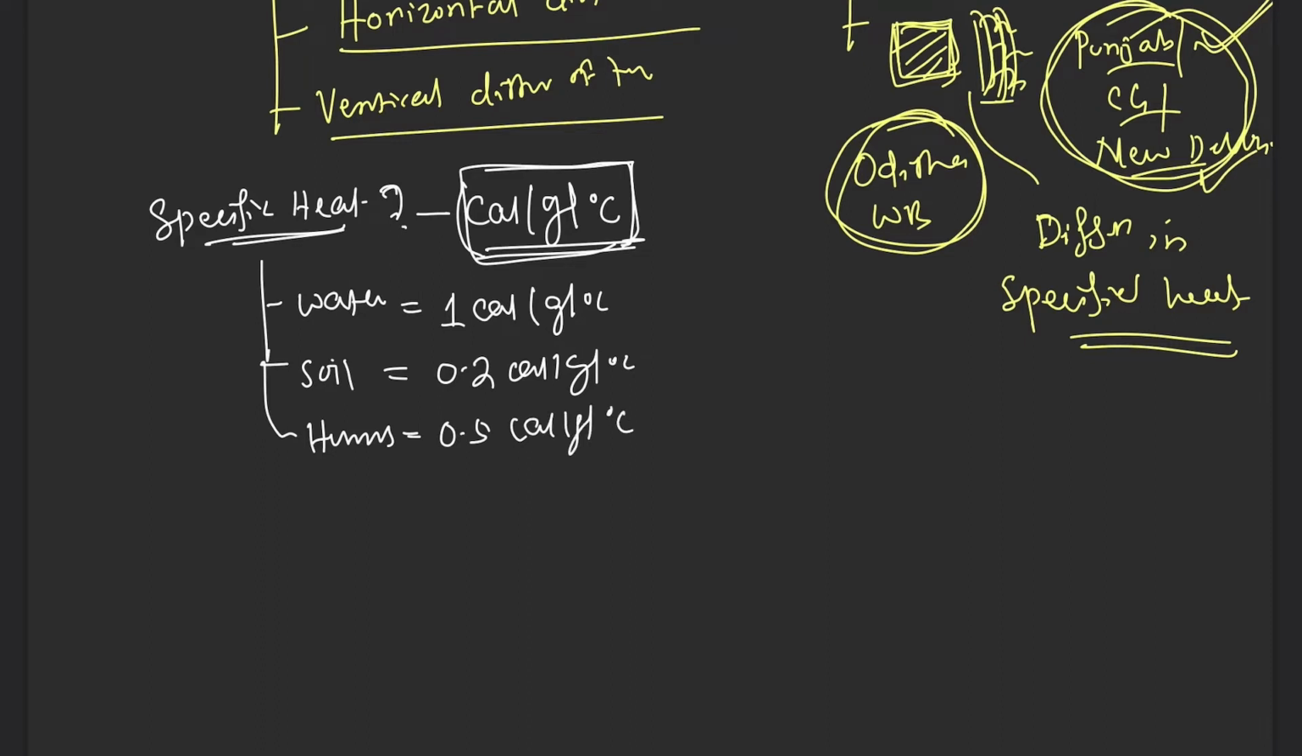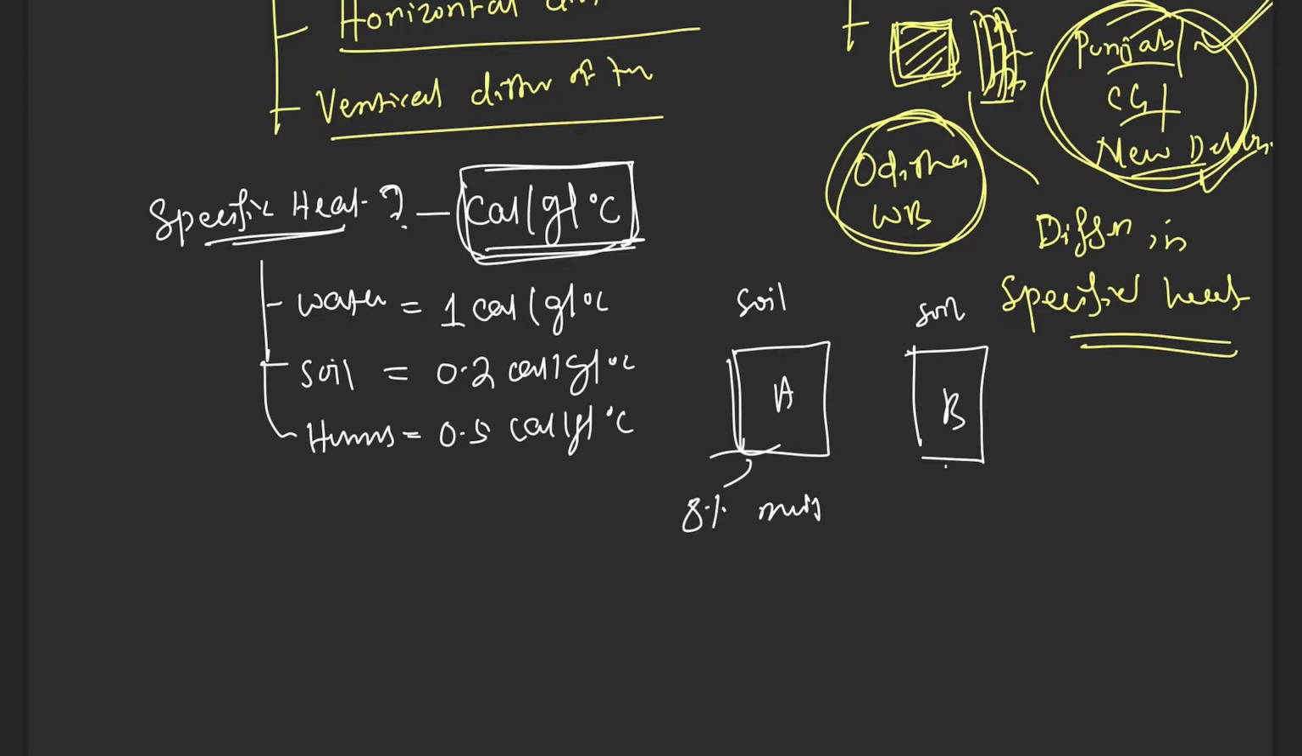Suppose we are taking two soils, soil A and soil B. Both are soil or land surface. Soil A has 8% moisture. Soil B has 15% moisture. So the specific heat of which soil will be higher? The specific heat will be higher in soil B.